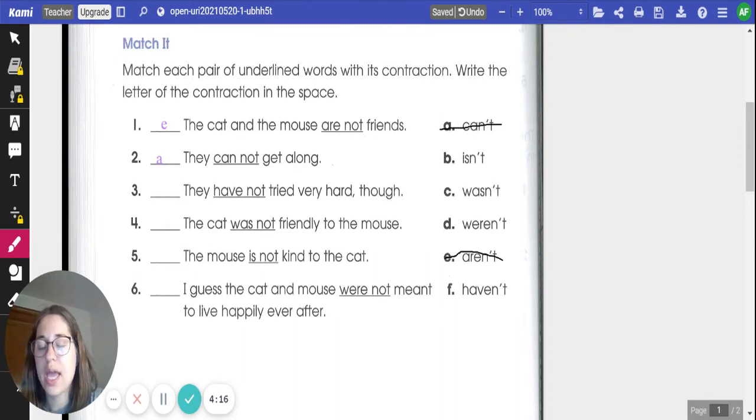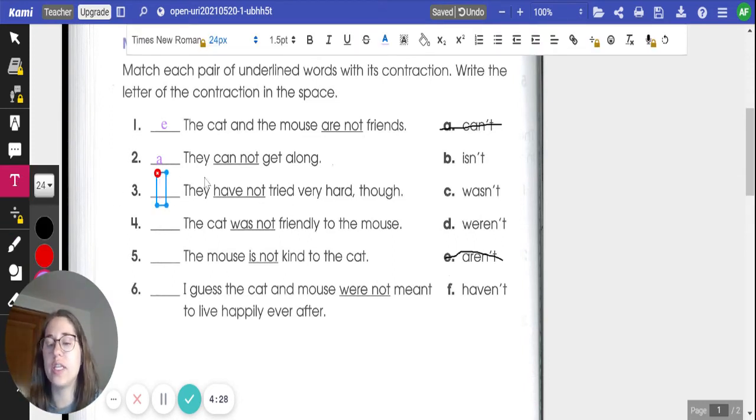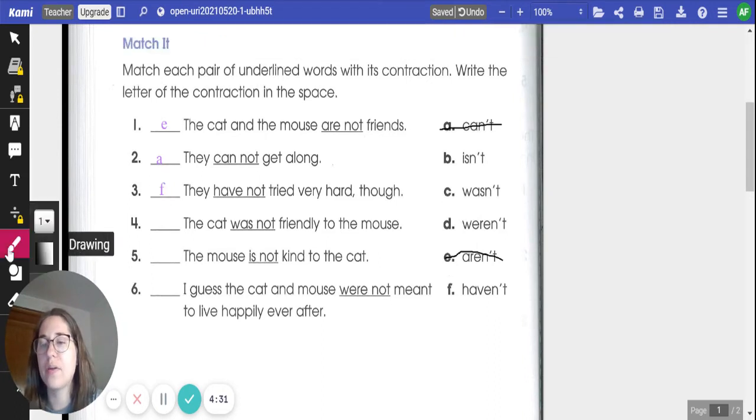Number 3, they have not tried very hard, though. We need a contraction for have not. Let's look. I see at the very bottom we have haven't, H-A-V-E-N apostrophe T, letter F. Go ahead and do the next 3 on your own.